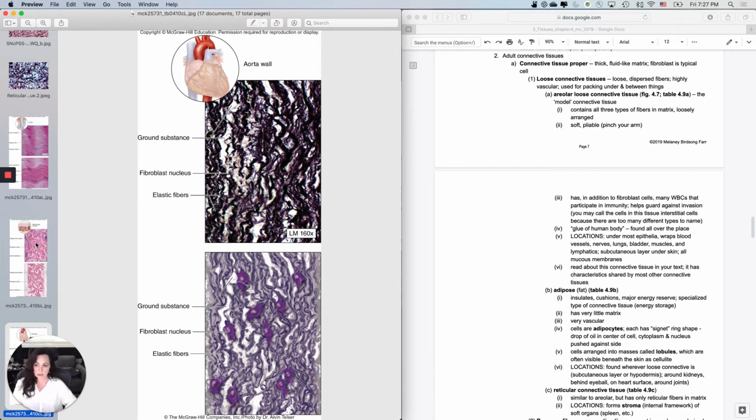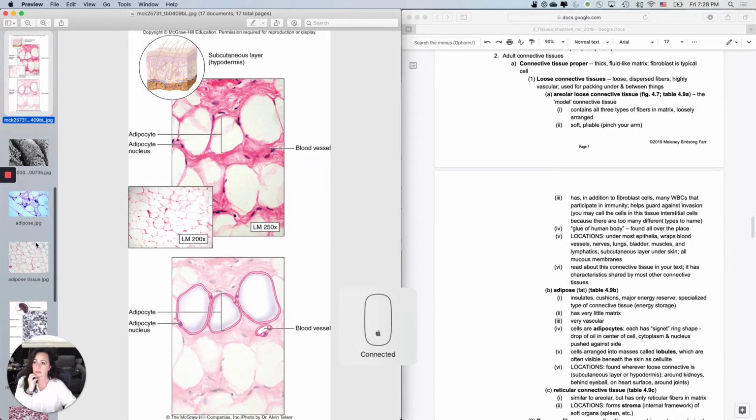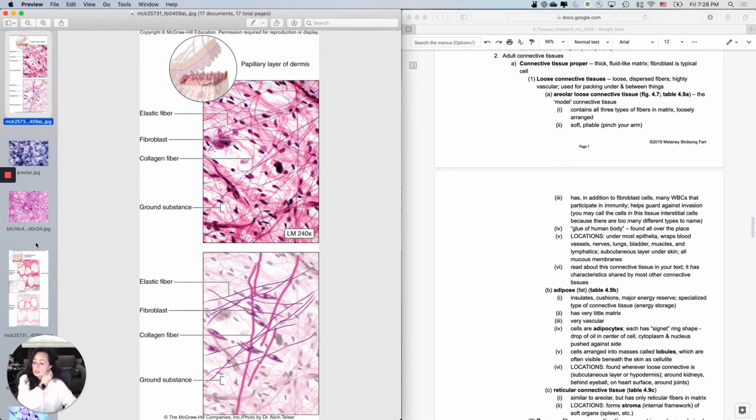So the loose connective tissues proper, there are going to be 3 kinds. Let's get back to the first one. Okay, loose versus dense. This first one right here is called areolar, or areolar loose.